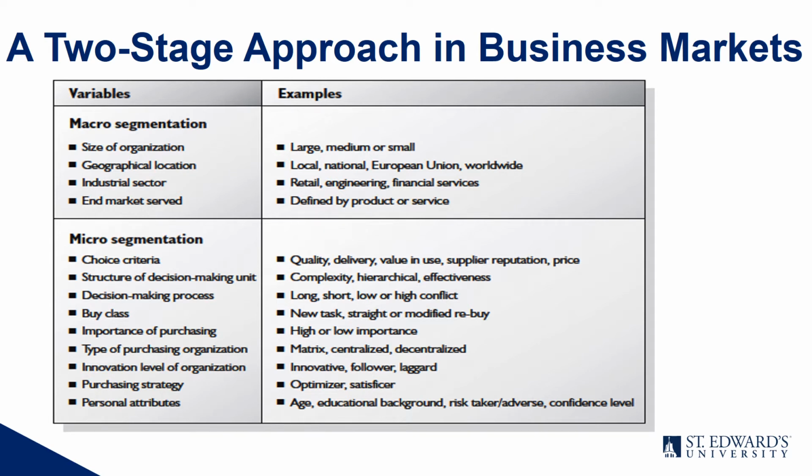When you're looking at business markets, you have macro segmentation and micro segmentation. Macro is going to look at a business at a higher level. The size of the organization, how many employees they have, or is it a large, medium, or small business based on how much market share they have, how much revenue they generate amongst their industry. The geographical location, is it a local business, national, is it worldwide, global? Things you want to consider whenever you're doing business-to-business marketing analytics.